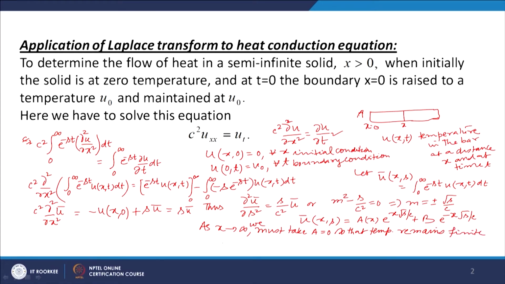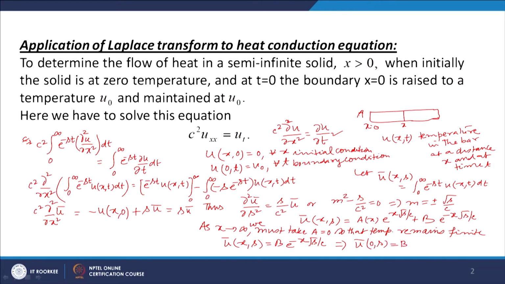Okay, so what we have? ū(x,s) = b e^(-x√s/c). Now let us put x = 0. Putting x = 0, we get ū(0,s) = b, and now let us find ū(0,s).